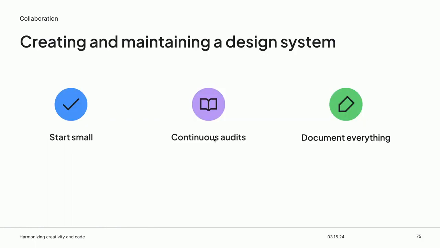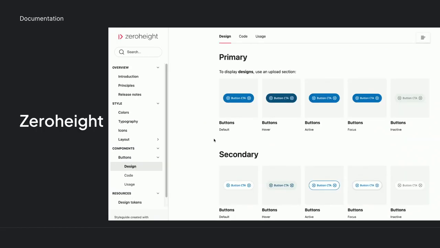To summarize in general, if you are going to create and maintain a design system, some takeaways could be to start small, be that for dev or design and your components, whatever. Start small, build out. Also do continuous audits. Where is there room for improvement? Where can you add to? Where can you subtract from? As well as document everything. Documentation is really important for design systems if you want to ensure its future success.